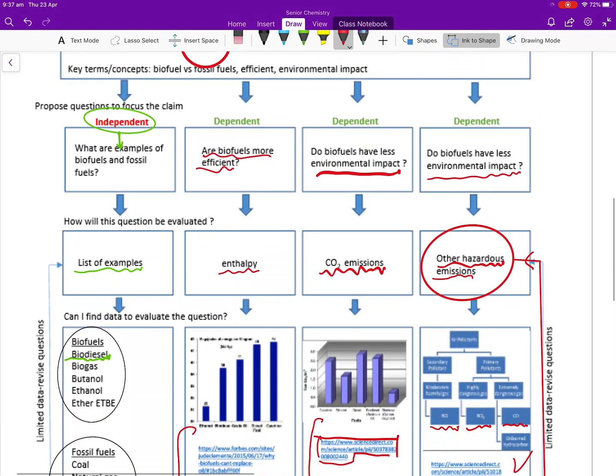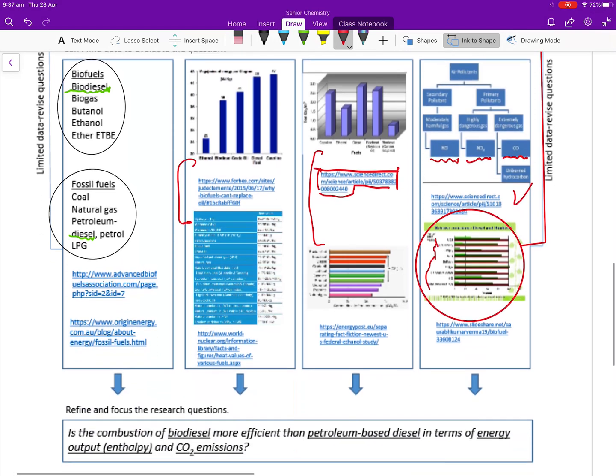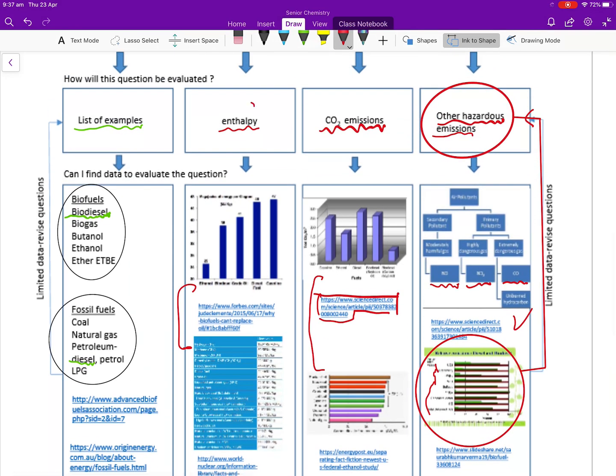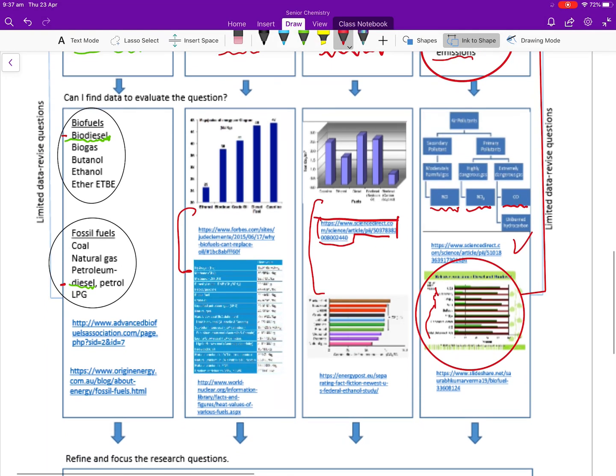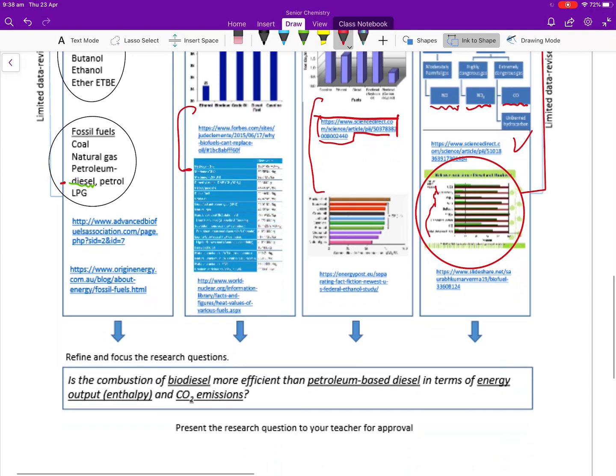Now, so far we've gone through all of this. We still haven't written a research question, okay? This is our kind of research and planning. I haven't written a research question because I don't know whether I can find the data to answer the particular question that I want to ask. So, big tick here, yep, I can find information about enthalpy, I can find information about CO2 emissions, I've got biodiesel, I've got diesel. I can now start thinking about refining and focusing my research question.